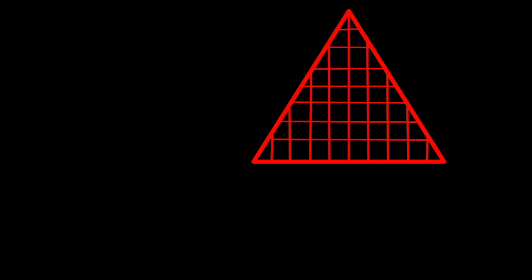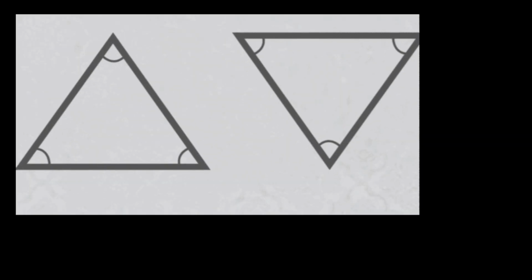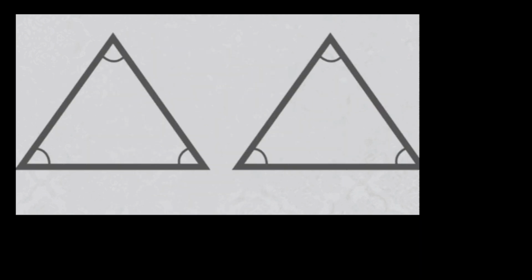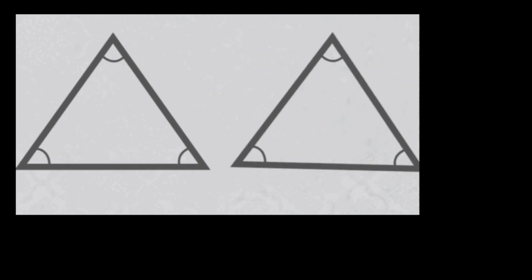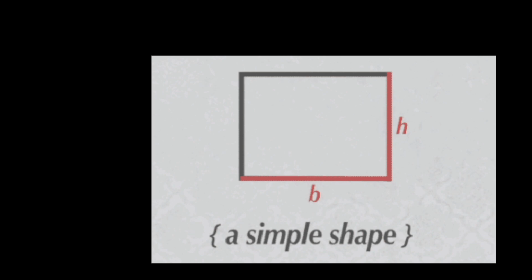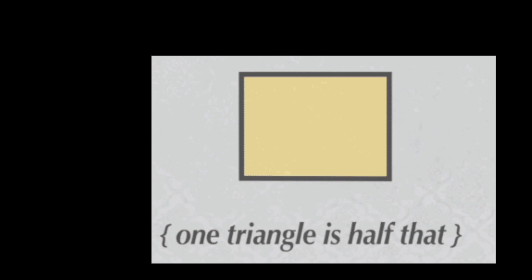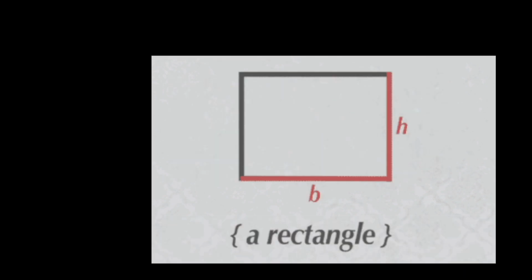To find the area of a triangle, we multiply 1/2 times its base and height, because a parallelogram can be thought of as two triangles. Two identical triangles create a parallelogram, and any parallelogram can be split into two identical triangles. The same can be said for a rectangle. Any rectangle can be split into two identical triangles, and any triangle can be thought of as half of a rectangle.